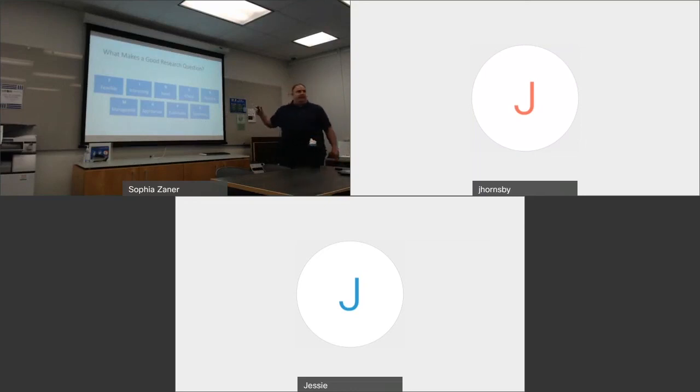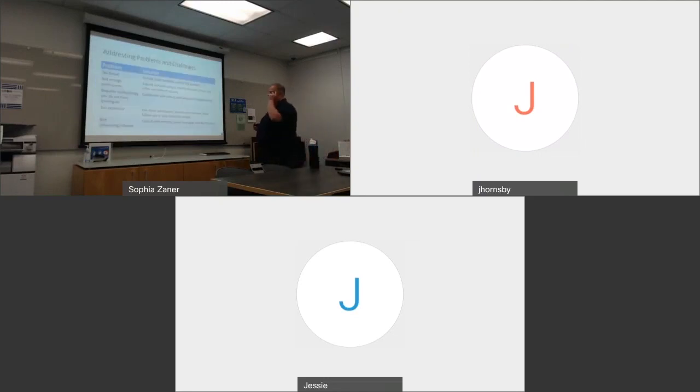So consider all of these things when you're developing research. I like how it spells out FINER maps. Yeah. Easy to remember.